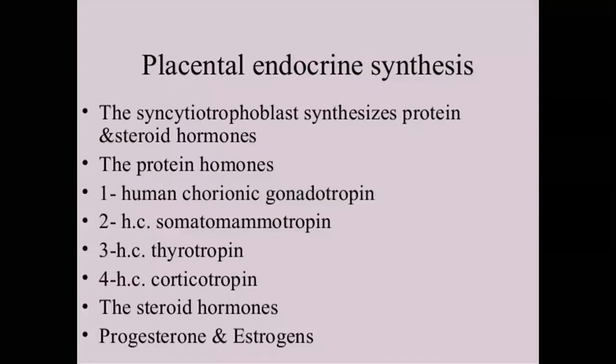Now, what are the functions, what is synthesized by the placenta? The endocrine synthesis by the placenta: the syncytiotrophoblast synthesizes protein and steroid hormones. Among the protein hormones, gonadotropins are formed, somatotropins are formed, thyrotropin is formed. So various hormones, progesterone, estrogen, all are formed by the placenta.